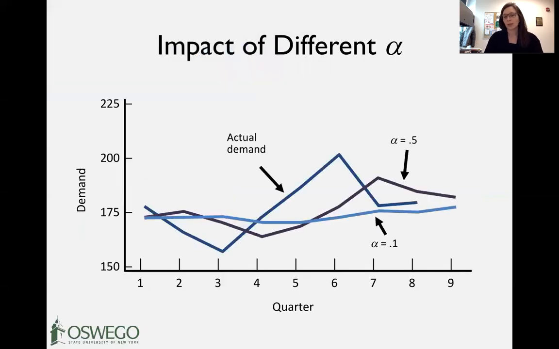So here's what this looks like visually. We've got the actual demand in blue, and we definitely see that there are some fluctuations in the data here. If we use a smoothing constant of 0.1, our forecast is going to stay right in the middle there. It's going to stay pretty consistent. Whereas if we choose an alpha value of 0.5, it's going to start following that demand a little bit more closely, again, because we're putting more weight on the most recent period.